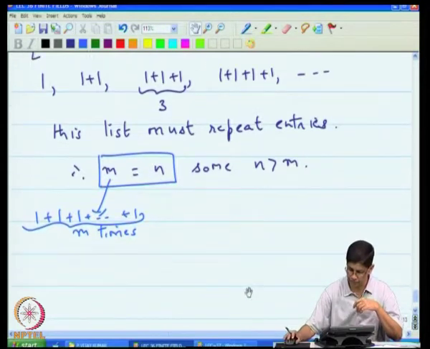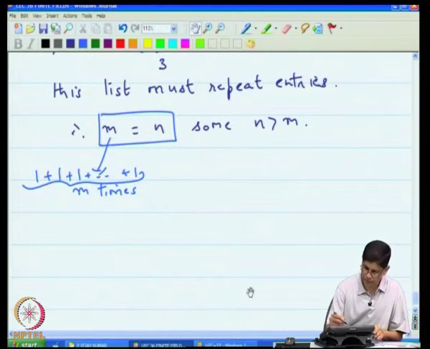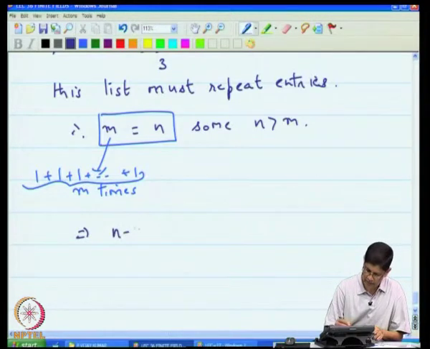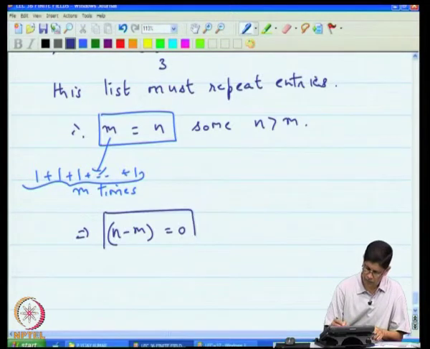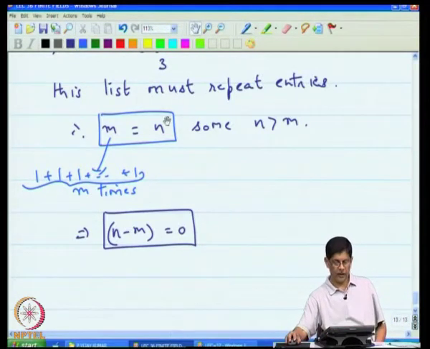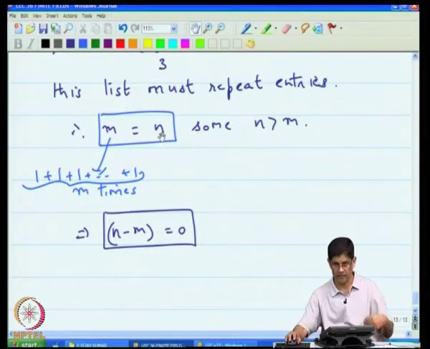Okay. But if this is true, this implies that n minus m is equal to 0. Why do I say that? Well, what I really mean is that, look, here you are adding n ones. So, think of n as 7 and m as 5.